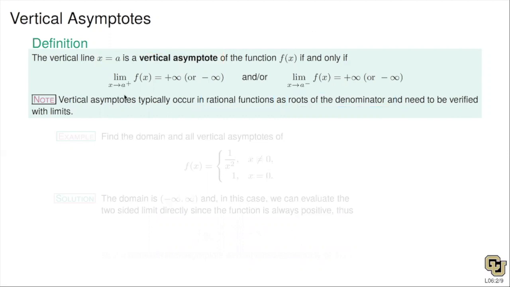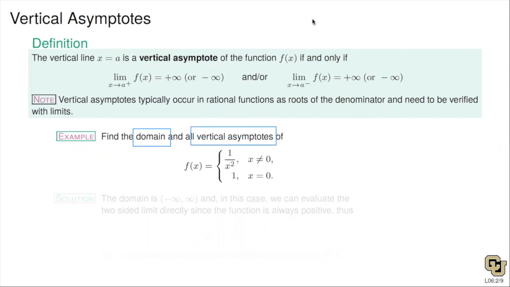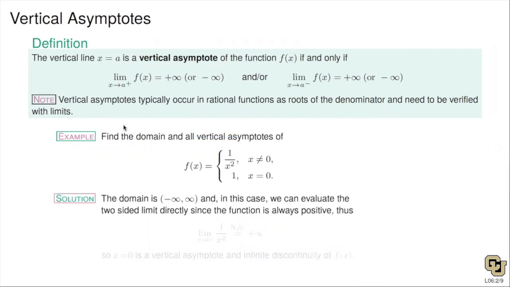And so here I have an example. It's a strange example. It does involve a rational function, but it's technically a piecewise defined function, right? And here we're asked for the domain as well as the vertical asymptotes. I purposely did this because it's a weird problem. Here the domain is all real numbers. There's no problem. If x is not equal to 0, it's defined. If x is equal to 0, it's defined. So it's defined for all real numbers.